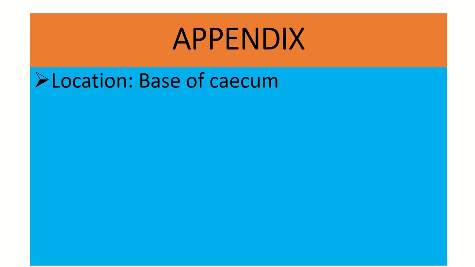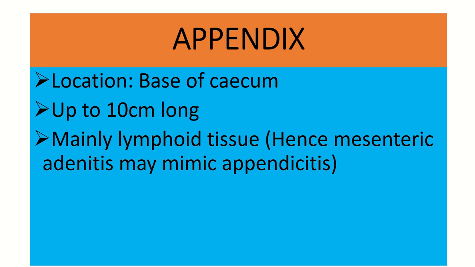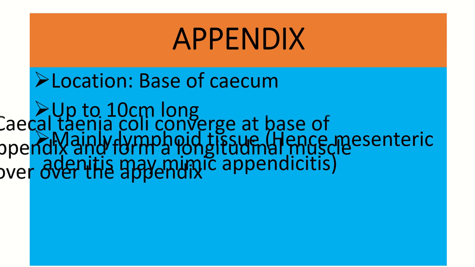So first of all, let's see the location of the appendix. It is located at the base of the cecum, and it may be up to 10 centimeters long, and it usually differs from 2 to 20 centimeters. That means the appendix may be 2 centimeters long or maybe 20 centimeters long, and on average it is 10 centimeters long, and it is mainly lymphoid tissue. Hence, mesenteric adenitis may mimic appendicitis. That means many patients suffering from mesenteric adenitis may be misdiagnosed as appendicitis.